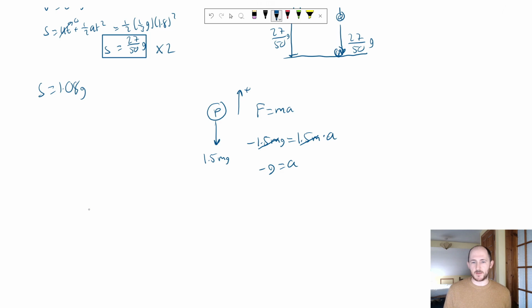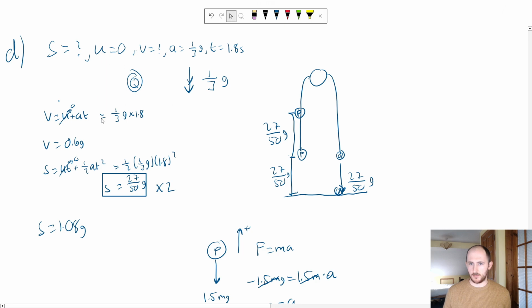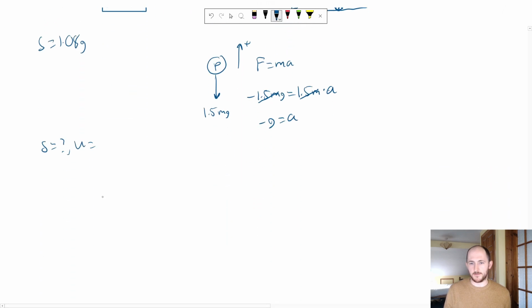Now we do see that once more. S is equal to don't know. U is equal to 0.6 g. Our final velocity is equal to 0. A is going to equal negative g. Yeah, this should be fine. And t is equal to don't know. And we want s. So v squared equals u squared plus 2as, just like we've used before.